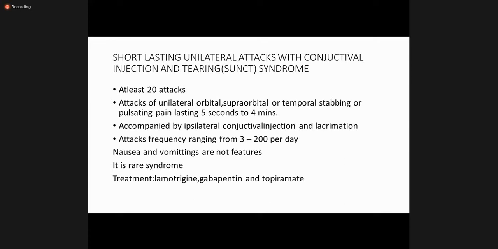It is a very rare type of headache syndrome, termed short-lasting unilateral neuralgiform headache attacks with conjunctival injection and tearing syndrome. These are very brief attacks, and you need at least 20 attacks for the diagnosis. These attacks are usually unilateral, supraorbital or temporal. They have a stabbing or pulsatile quality, and they last for 5 seconds to 4 minutes. So the duration is very brief, and they are associated with conjunctival congestion and lacrimation on the same side.